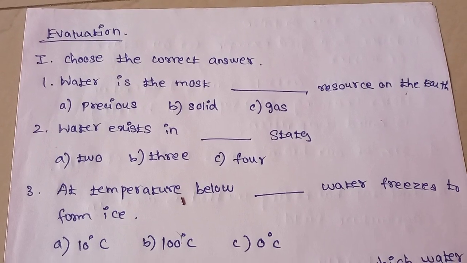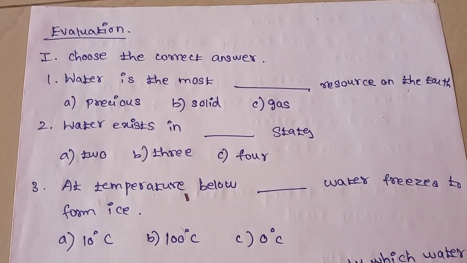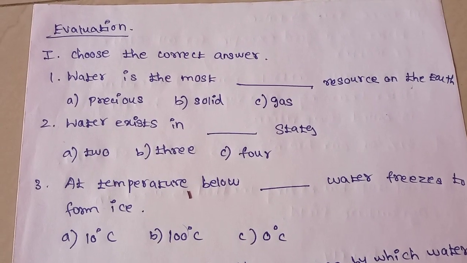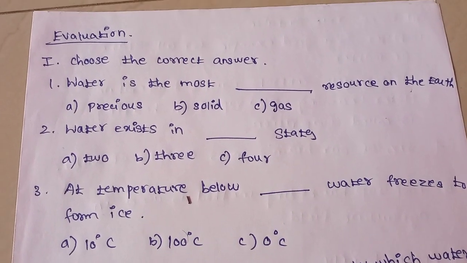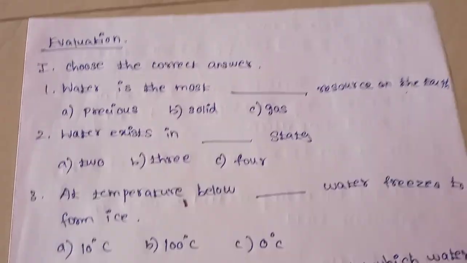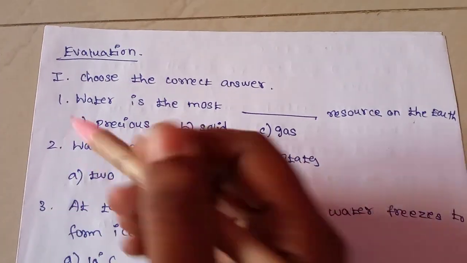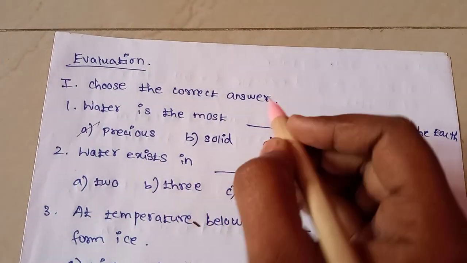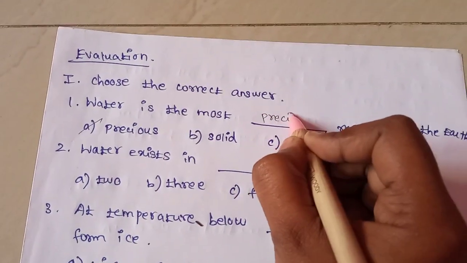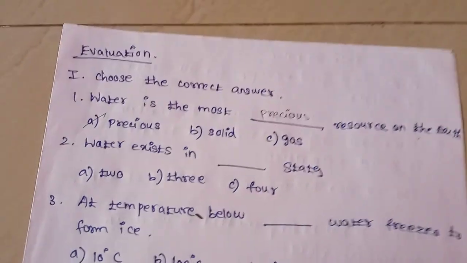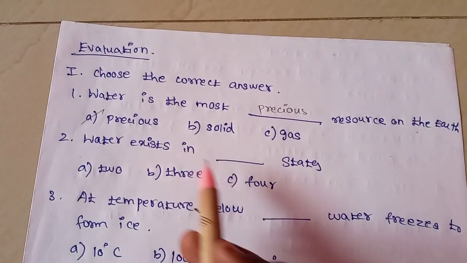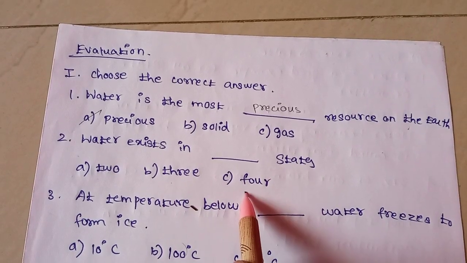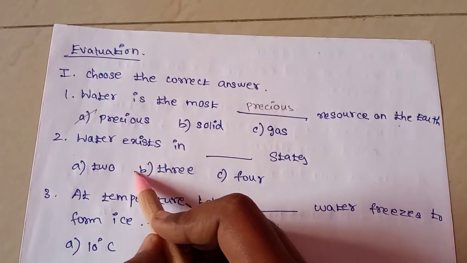Choose the correct answer. First one, water is the most dash resource on the earth. A, precious, B, solid, C, gas. So water is the most precious resource on earth. Second one, water exists in dash states. A, 2, B, 3, C, 4. So water exists in 3 states.